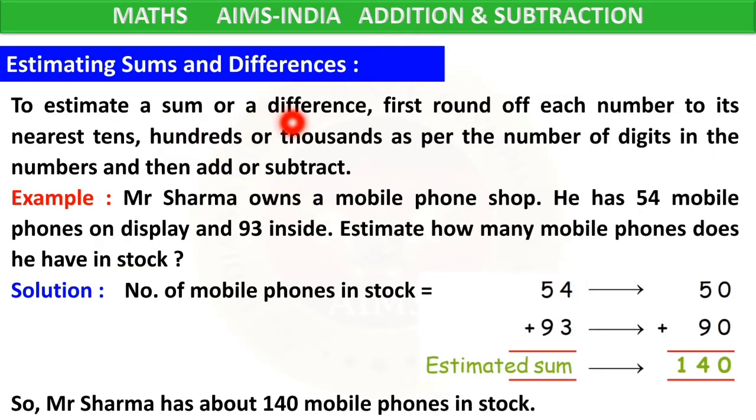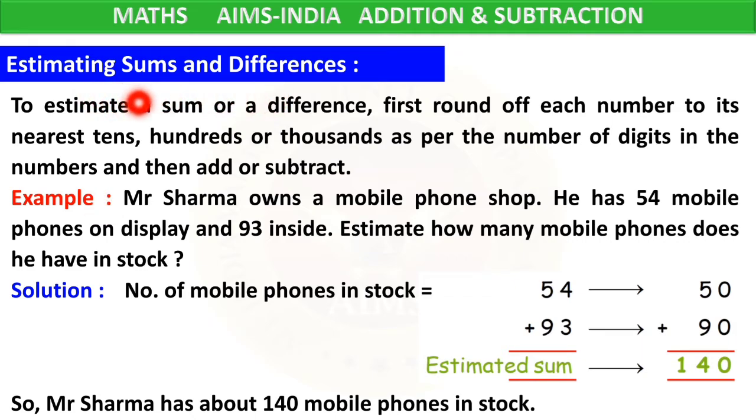Now estimating sums and differences. To estimate a sum or difference, first round off each number to its nearest tens, hundreds or thousands as per the number of digits in the numbers, and then add or subtract. What is this? This is estimating sums and differences. Yes, children, I know that you have already learned how to estimate a number to the nearest tens or hundreds. Now what are we doing here? We are estimating the sums and differences.